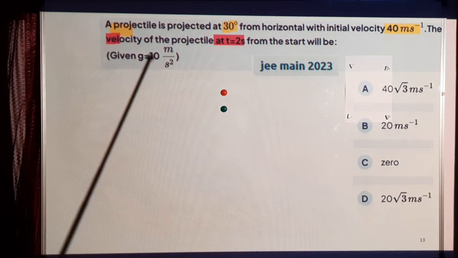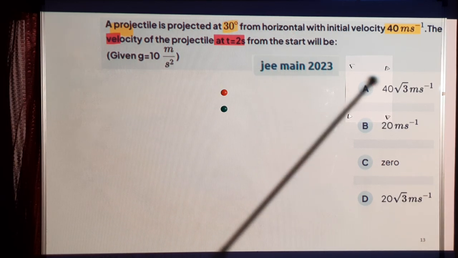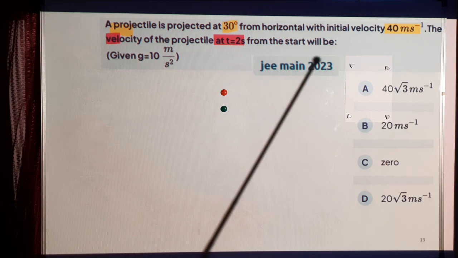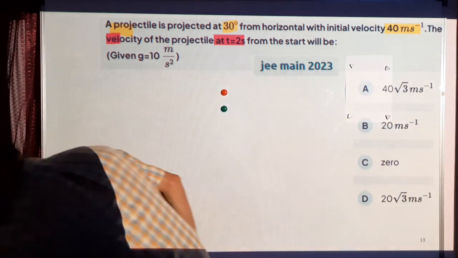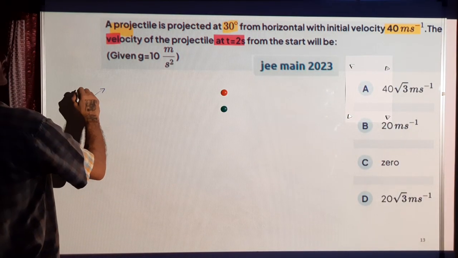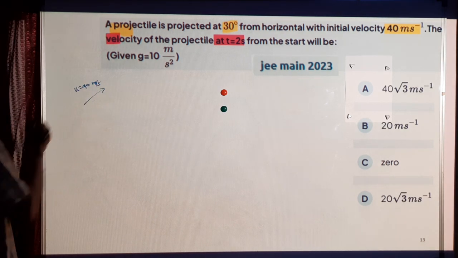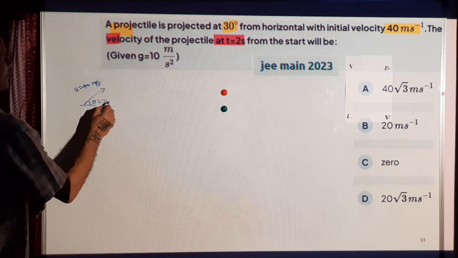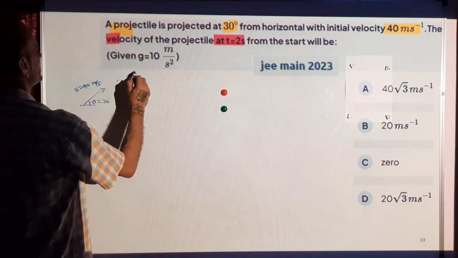Next question. A projectile is projected at an angle of 30 degrees from the horizontal with initial velocity 40 meters per second. The velocity of the projectile at t equal to 2 seconds from the start will be. This is a simple question. So the projectile is projected with a velocity u equal to 40 meters per second at an angle of 30 degrees. So at 2 seconds it will be somewhere.